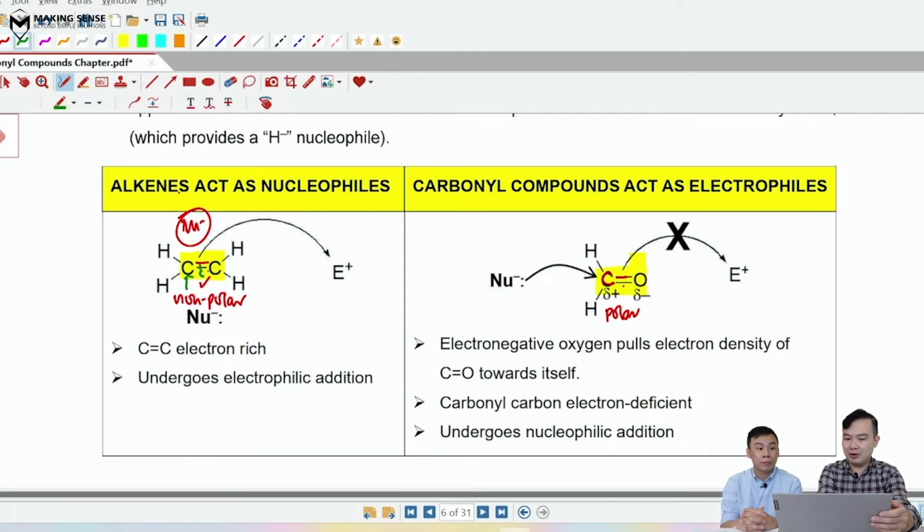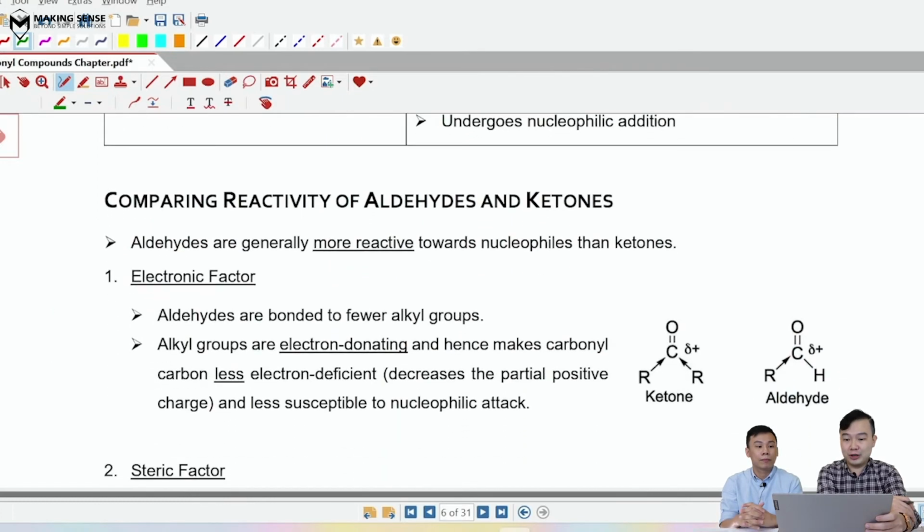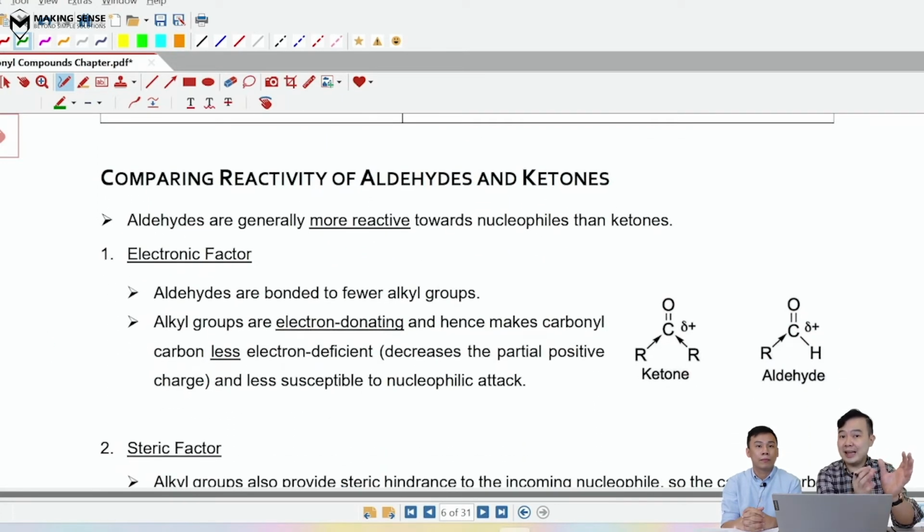So you can break your pi bond, and as a result, you're going to add 2 things across the 2 atoms. All right. Now, the second functional group we're going to look at compares an aldehyde and a ketone. When we look at reactivity, we are always interested in the carbonyl carbon, which is electron deficient, and we want to see how easy it is for the nucleophile to attack. How easy really depends on 2 factors. The first is called an electronic factor, which looks at the number of R groups directly attached to the carbon.